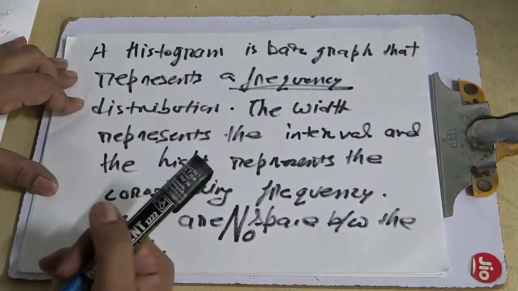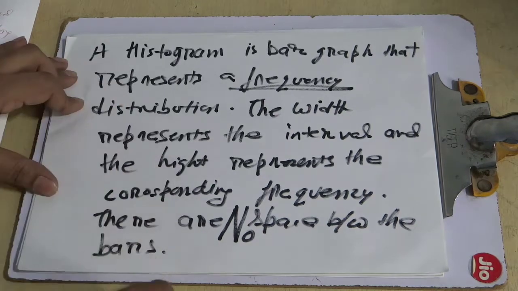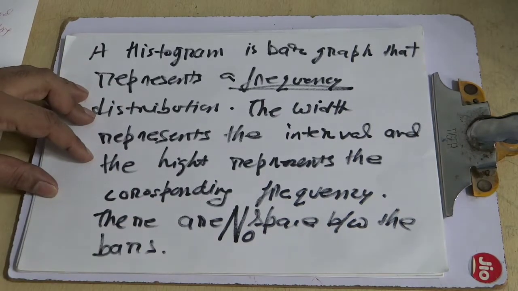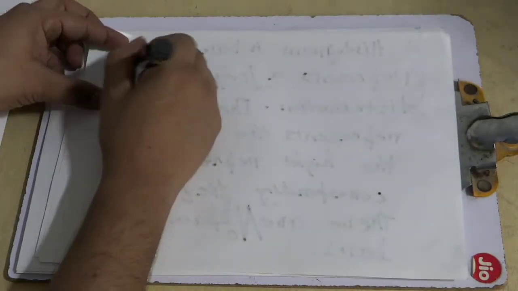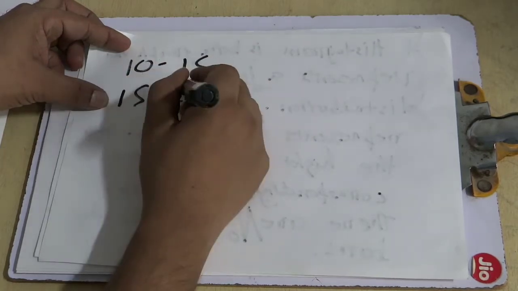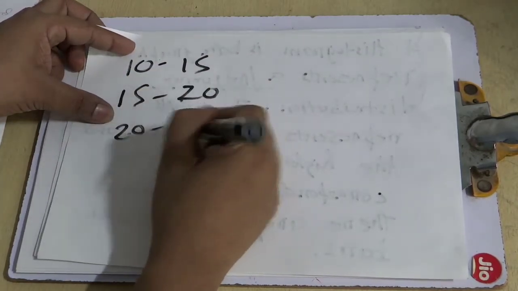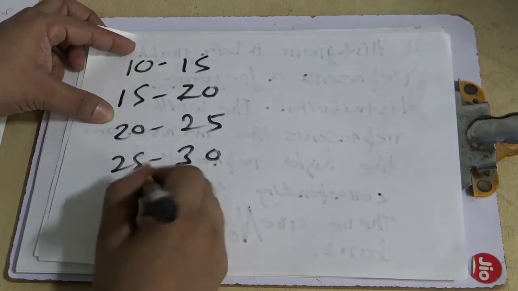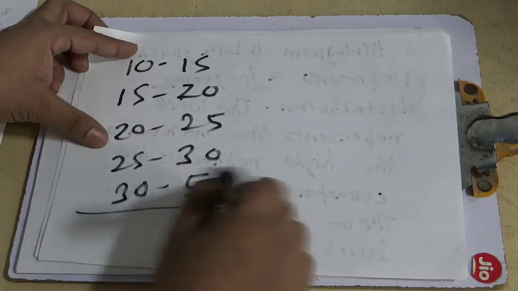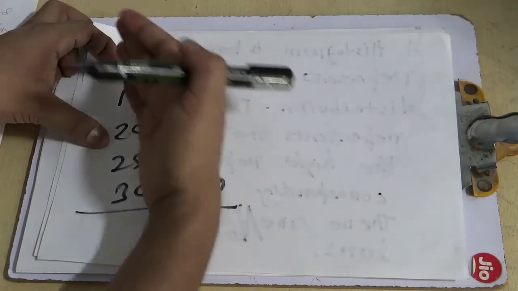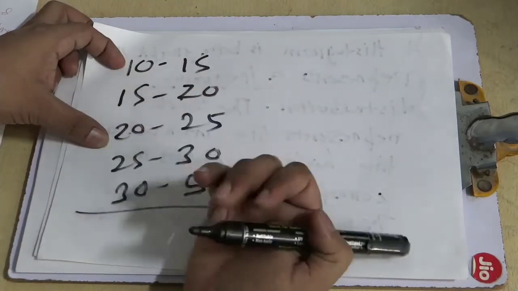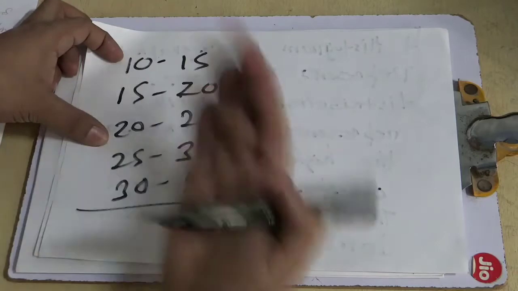Now here what it means: the histogram graph represents the frequency distribution, and the width represents the interval. Now what is the interval and what is the frequency? The interval is like 10 to 15, 15 to 20, 20 to 25, 25 to 30, 30 to 50. This is the interval, and it can be many things. It can be a number, can be anything. It depends on which kind of data we have.